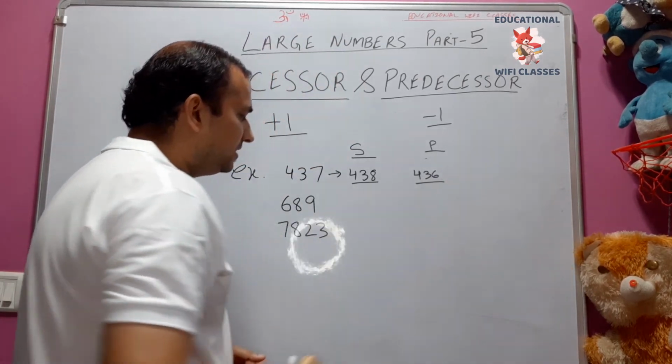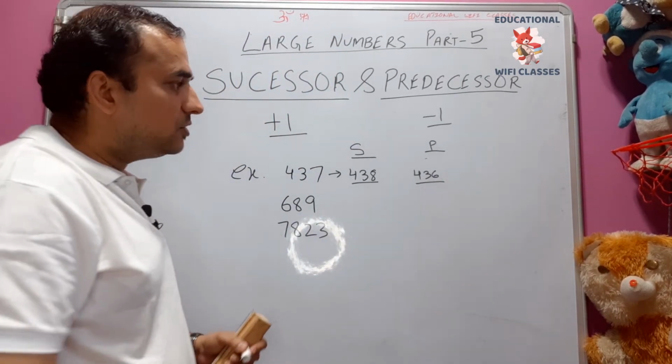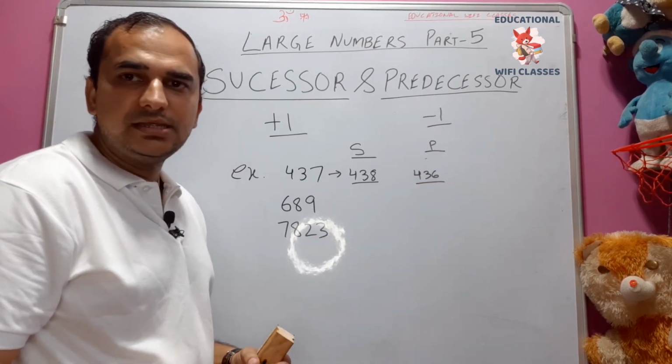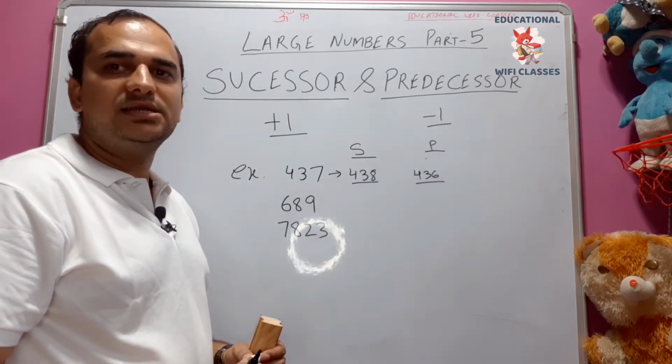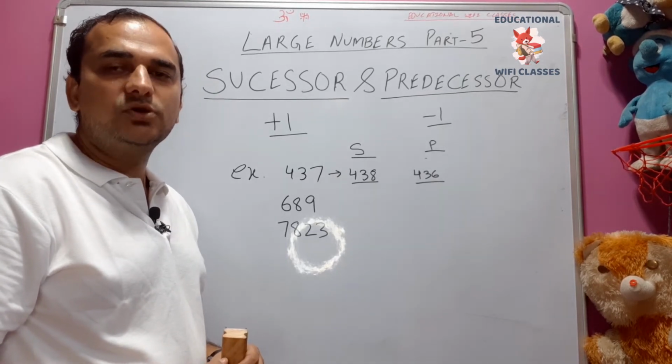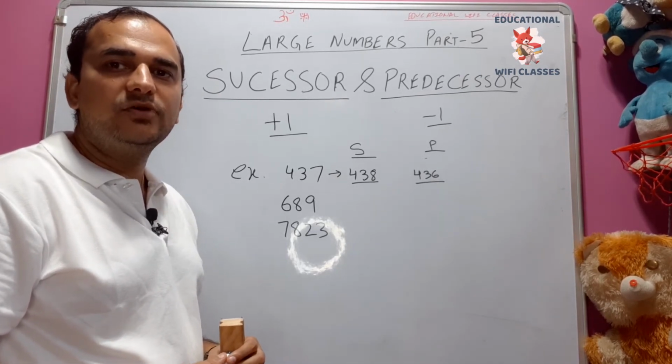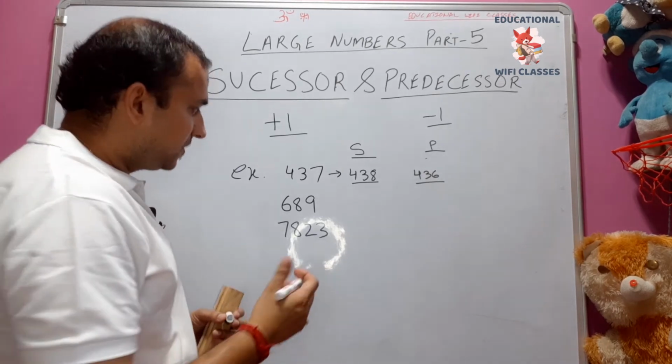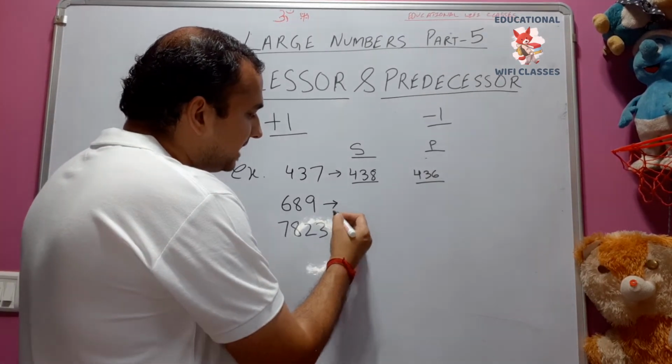Okay, so let's go with the next question. I'm not going to solve the whole thing over there in the rough. You have to do it by yourself, or you can do it in the mind. Try to do it in the mind so that it's good for you and you can improve your mental calculations. So we go with 689 plus 1.